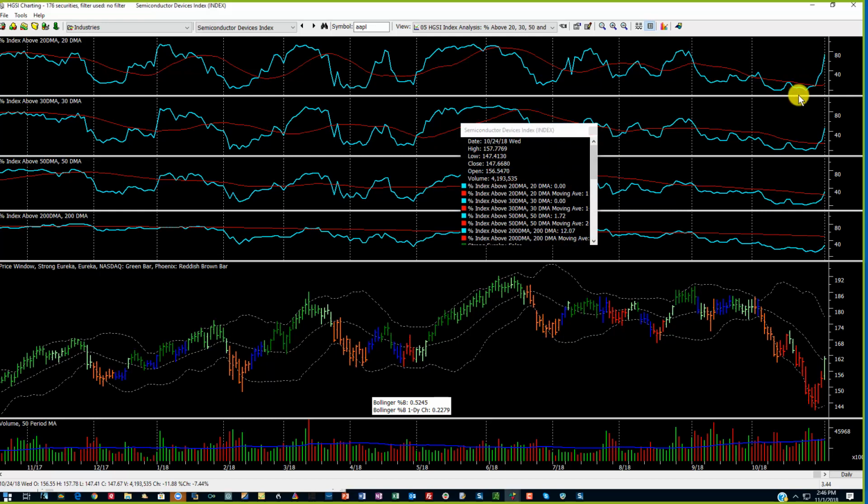Right here at the low, you can see that there were no stocks, none of them were above their 20-day moving average. And if I do it today, you can see that 74% of them are above their 20-day moving average. So this has moved very, very quickly.